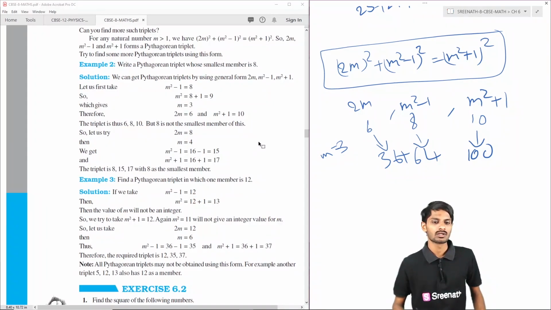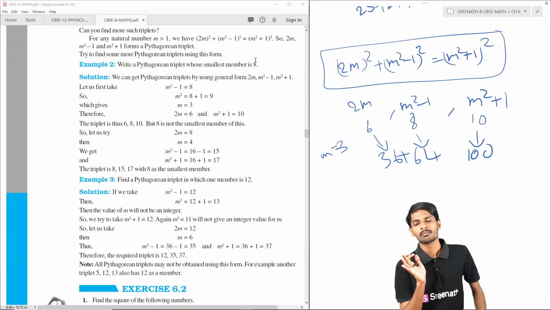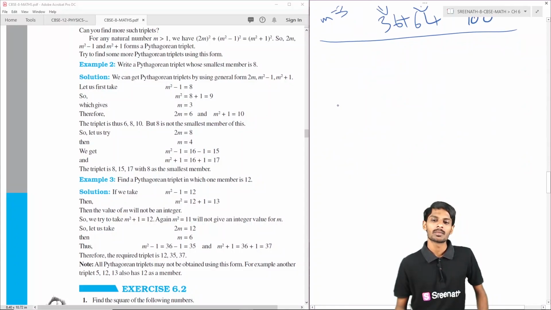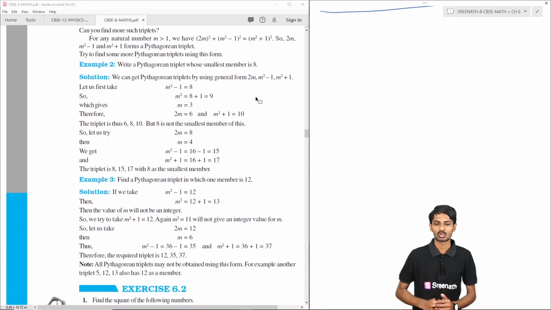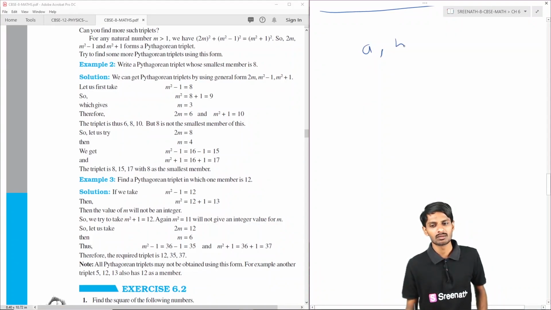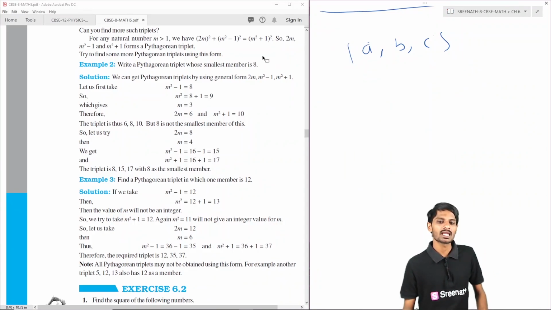So here is an example. Write a Pythagorean triplet whose smallest number is 8. We have to write the Pythagorean triplet, that is the main question. They have given you a clue that the smallest number is 8. A Pythagorean triplet means there are 3 numbers, and out of these 3 numbers one is the smallest, and that smallest number is 8. So the numbers we have are 2m, m square minus 1 and m square plus 1.